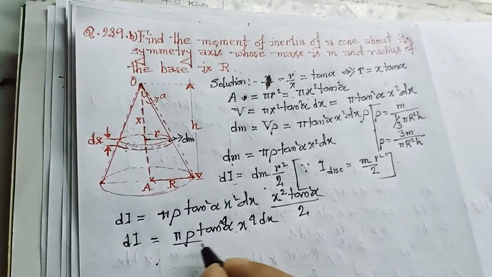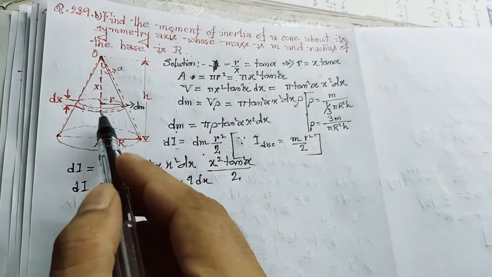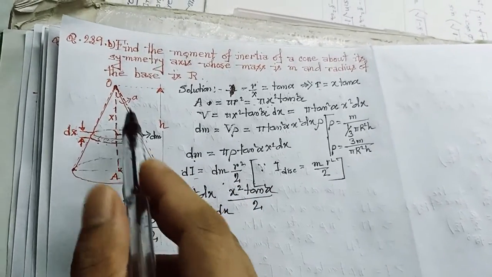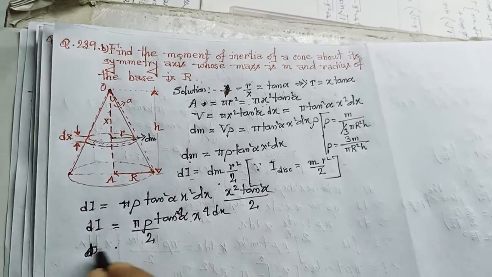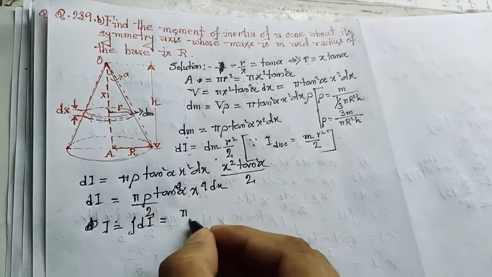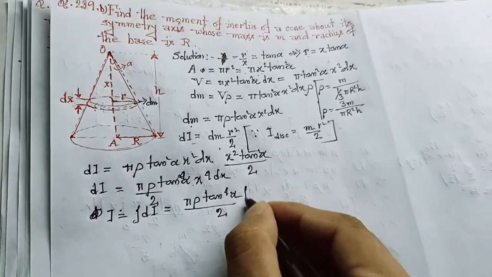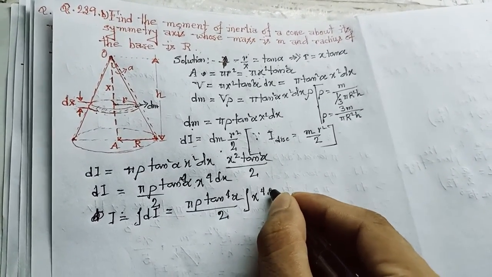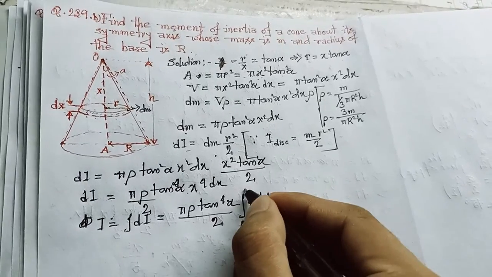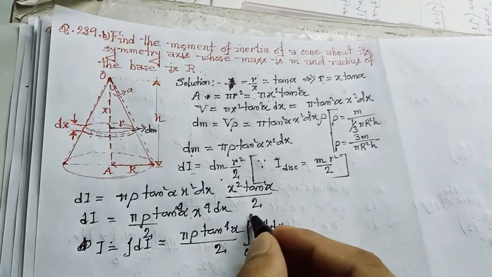Now the total moment of inertia of this cone will be the summation or integration of all these discs. So its moment of inertia I will be the integration of dI. So the integration of dI will become pi rho tan to the power 4 alpha divided by 2, and the integration of x to the power 4 dx. Now the range of this x is from 0 to h.